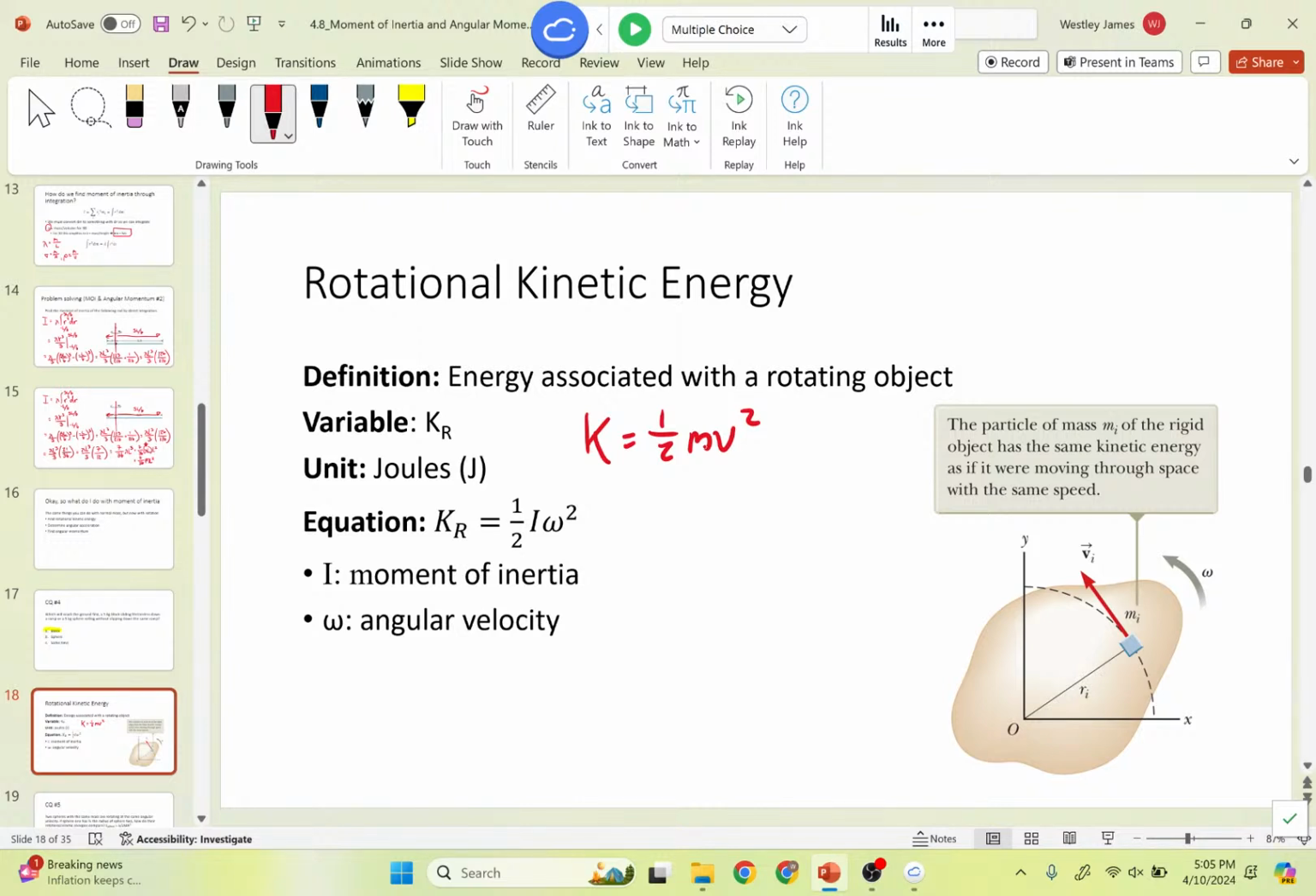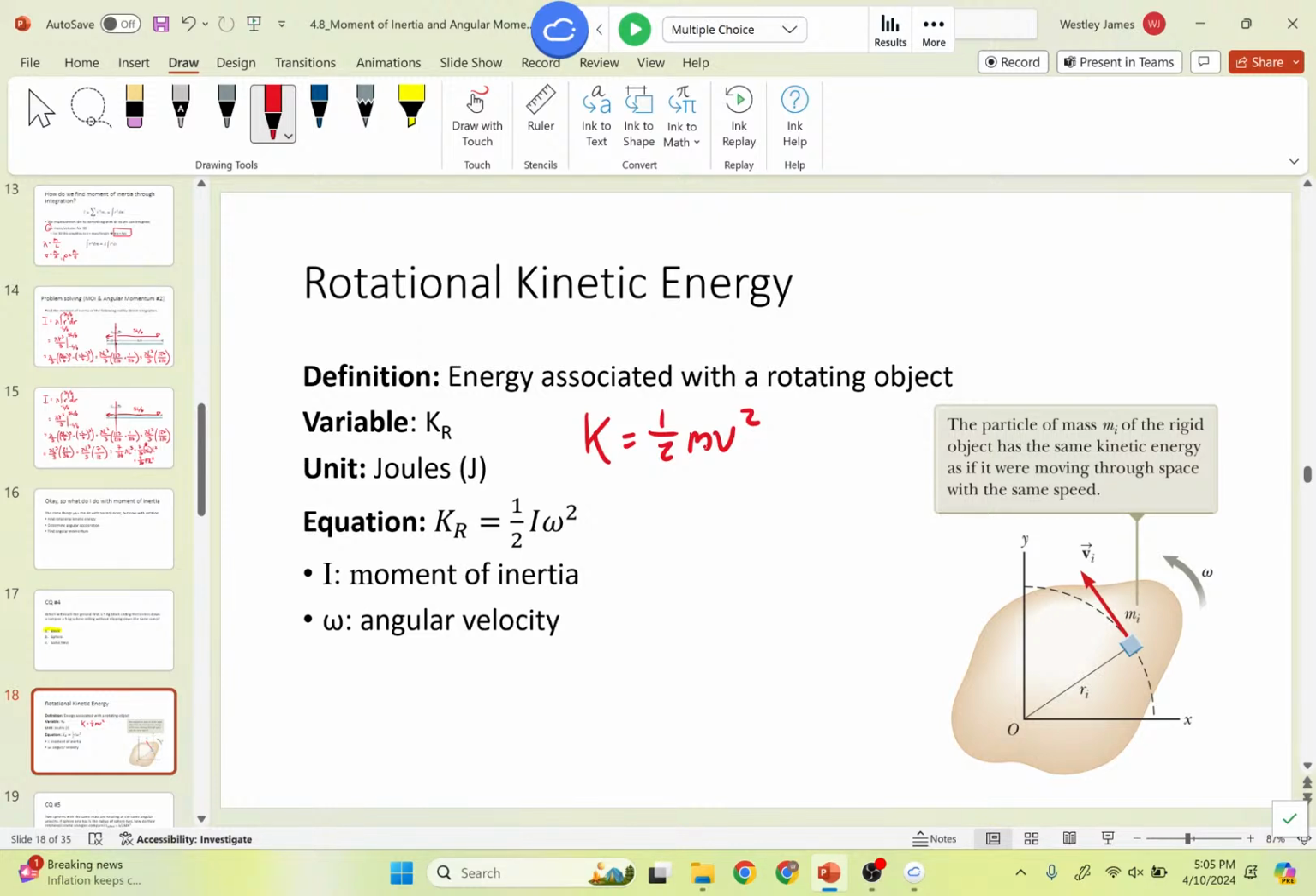It's joules, it's energy, y'all. Who cares? If it's energy, it's joules. Kinetic energy, joules. Rotational kinetic energy, joules. Potential energy, joules. Thermal energy, joules. Electromagnetic energy, joules. If it's energy, it's joules. That's what's so special about energy. It's all the same thing, just converted from one form to another.